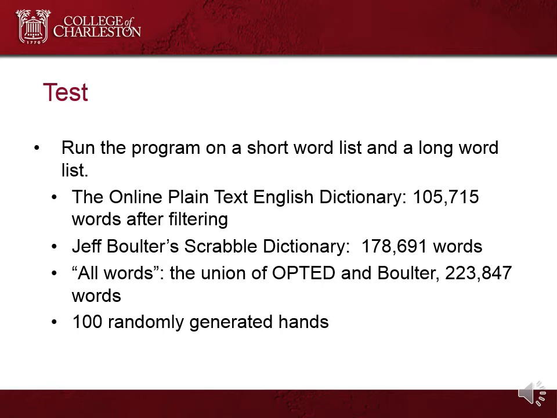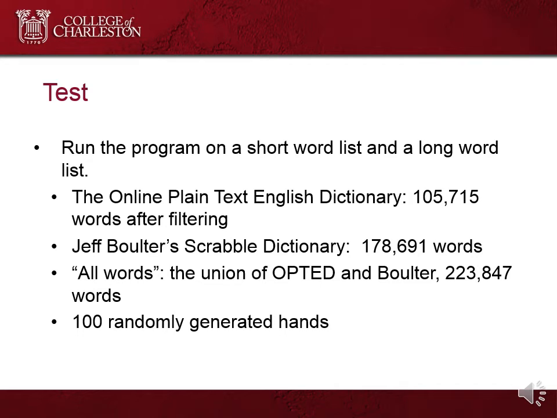The OPTED also has dictionary entries for each letter in the alphabet, which isn't applicable to a game where one-letter words can't really be played. The second word list I found was Jeff Bolter's Scrabble Dictionary, which had about 178,000 words.